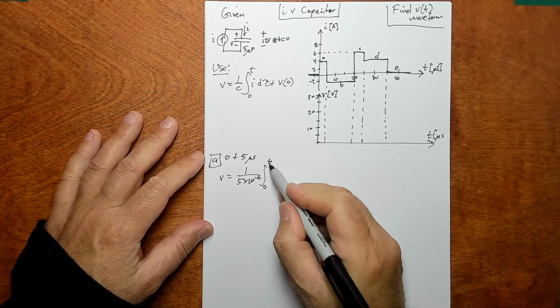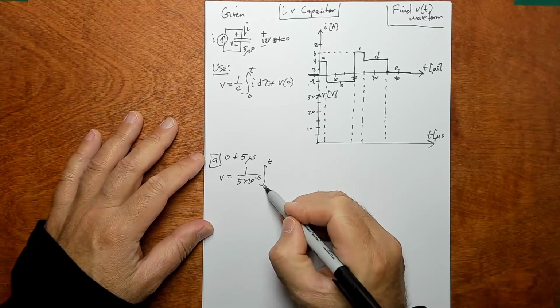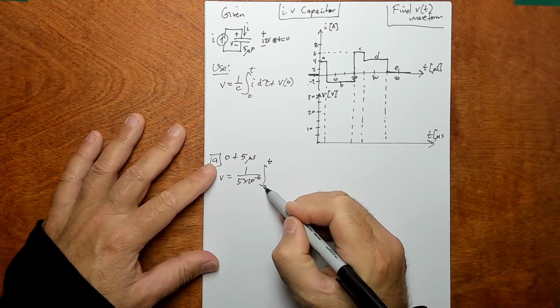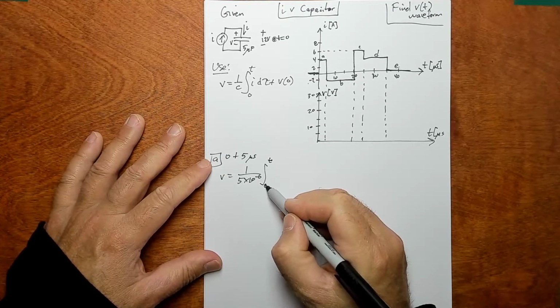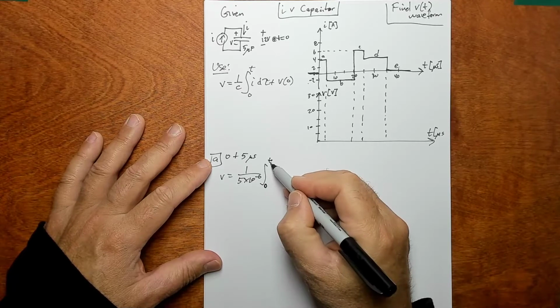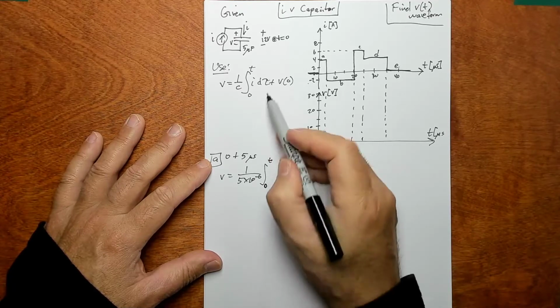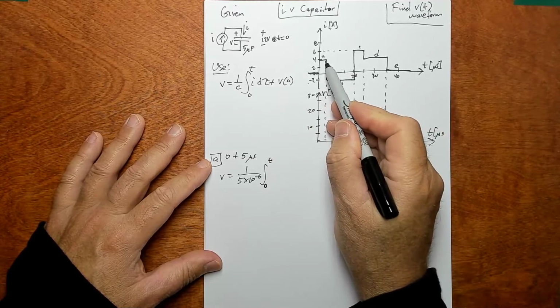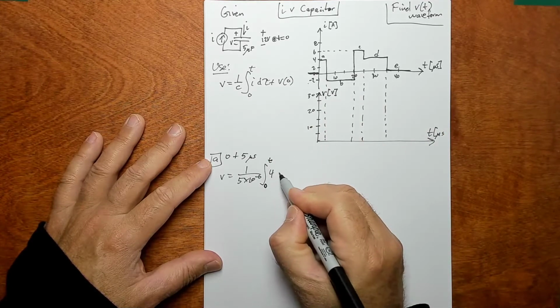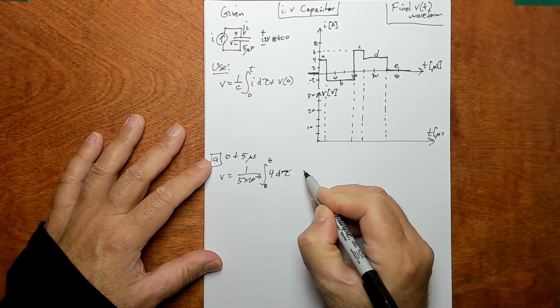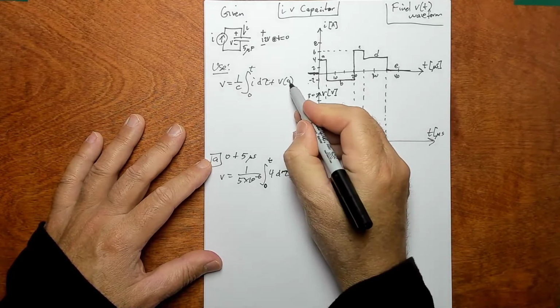So these limits of integration here will give you a function of time when you're done. You have a value at the bottom and then a variable at the top. So that's just kind of a calculus thing. So I d tau for this interval is 4. So it's 4 d tau. Plus the V0 for this interval.